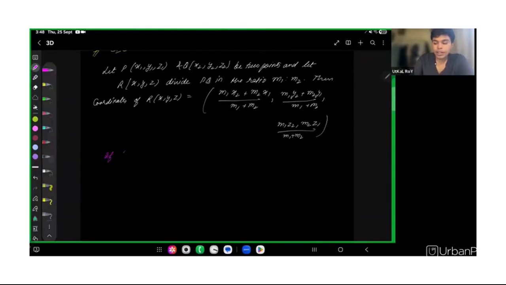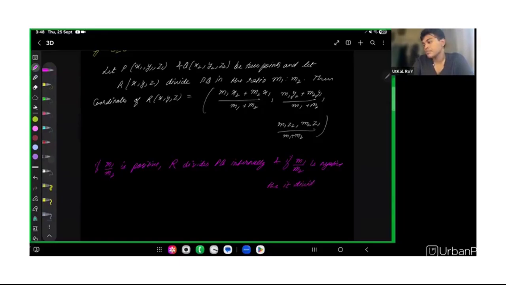Now, let me give you several conditions. If m1 over m2 is positive, then R divides PQ internally, and if m1 over m2 is negative, then it divides externally, right? Similar things you learned in 2D also.